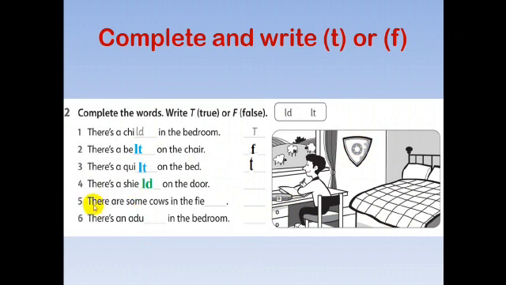Number 5, there are some cows in the field. False. We have sheep in the field. Number 6, there is an adult in the bedroom. False. There is a child in the bedroom. Yes, please write them, okay? Correct them in your workbook.